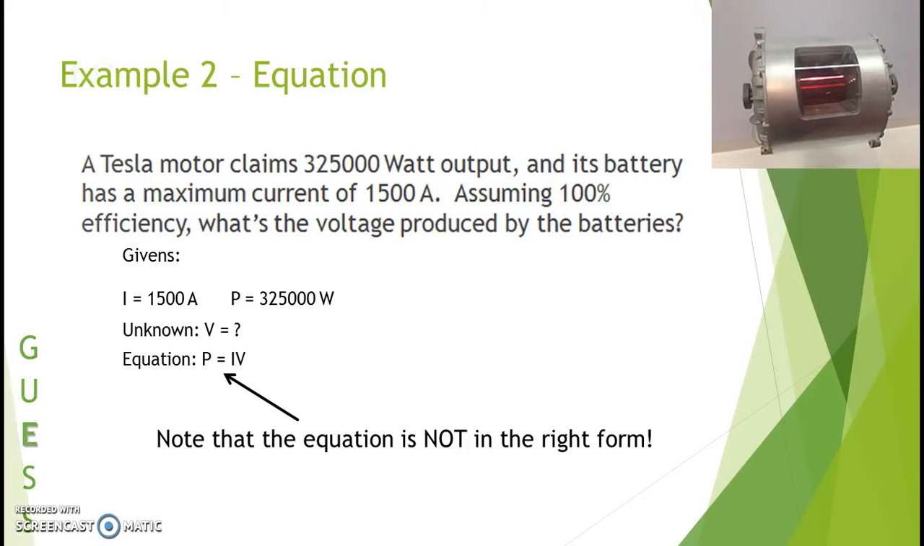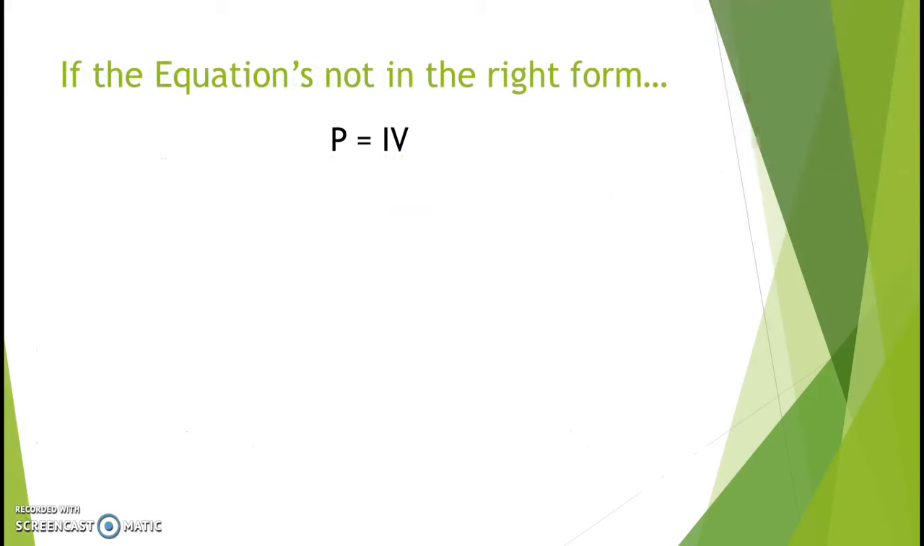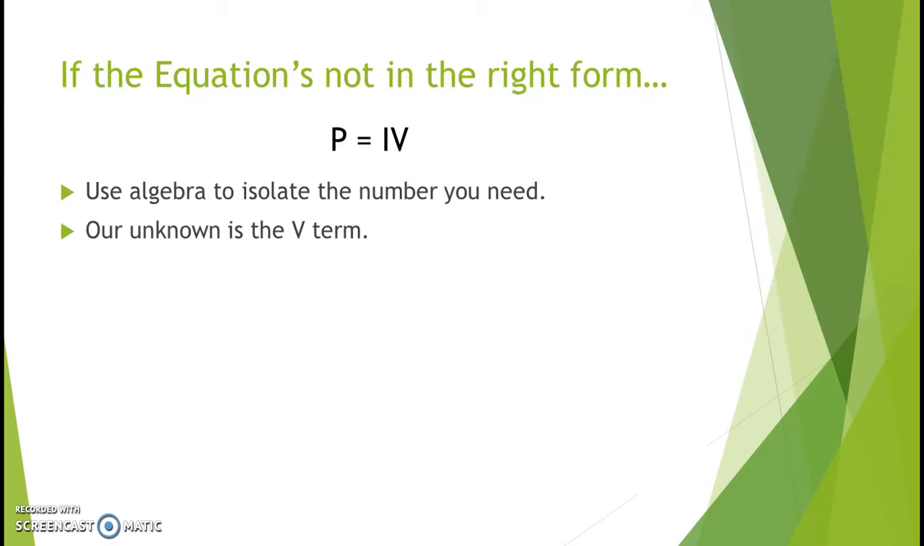So now it's time to do some algebra. When our equation's not in the right form, I know you know all of this from the past, but it's worth emphasizing. We use algebra to isolate the value we need. We need to isolate the V term, and we identify that unfortunately V is multiplied by I in this equation. So we need to get rid of that I times V, that I times part of it.